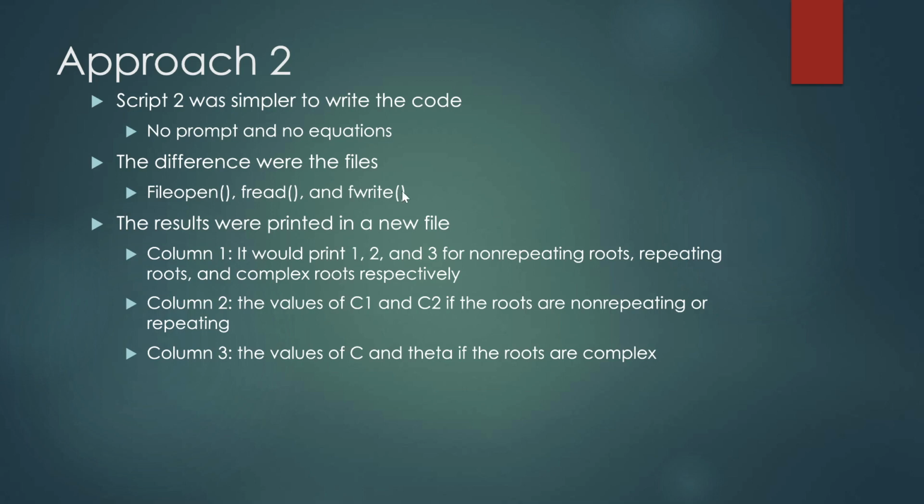The first column will contain either 1, 2, or 3, and it will print 1 if the roots are non-repeating, 2 if the roots are repeating, and 3 if the roots are complex. In column 2, it will print the values of the constants if the roots are repeating or non-repeating, and in column 3, it will print the values of C and theta.